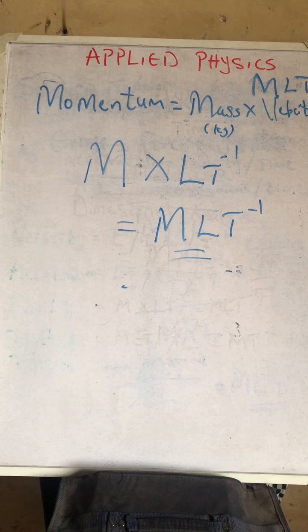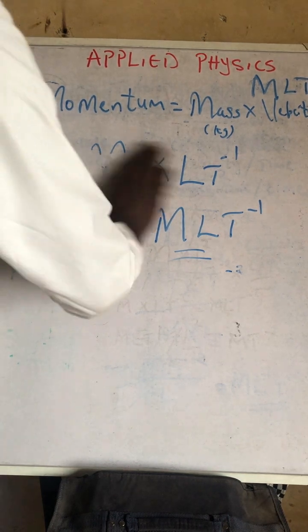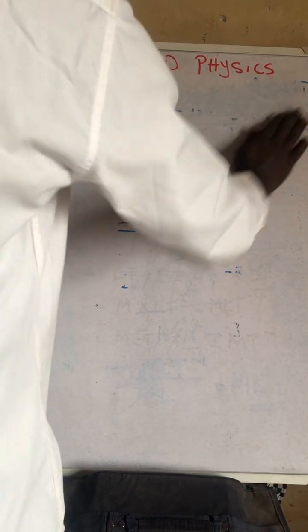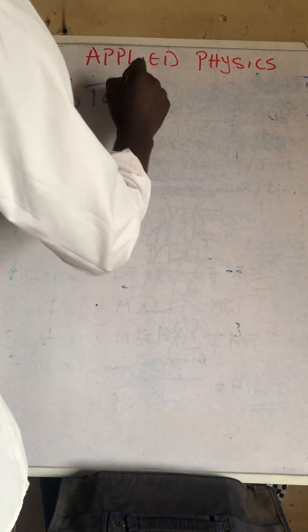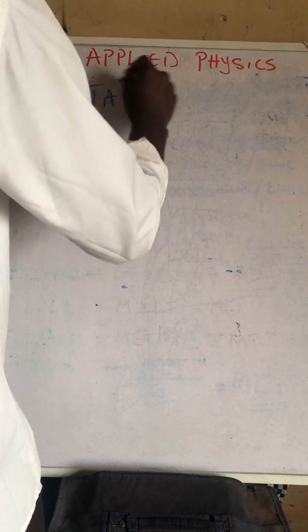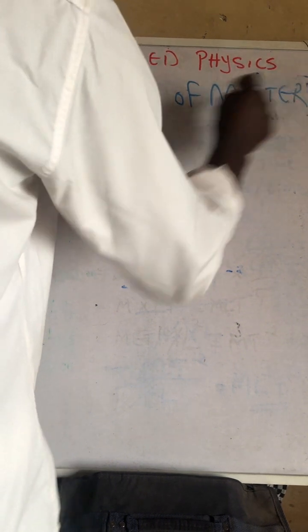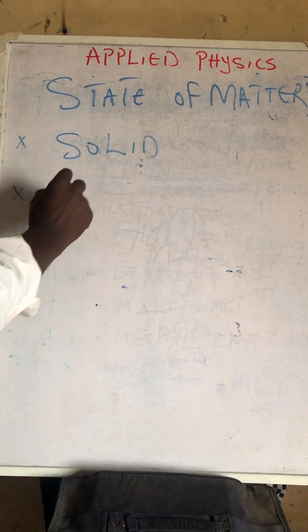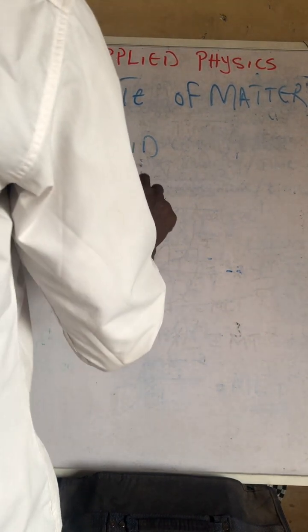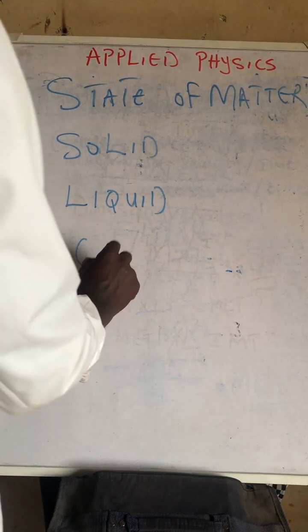So the next topic, which I'll be liking us to take, is called state of matter. Now, basically, from our secondary school, we know that matter exists in 3 states. Solid state, liquid, and gas.